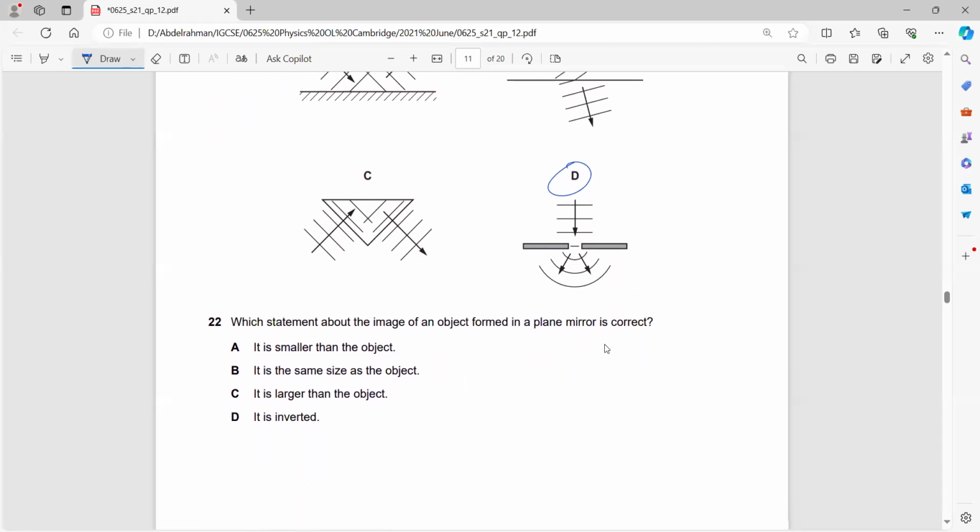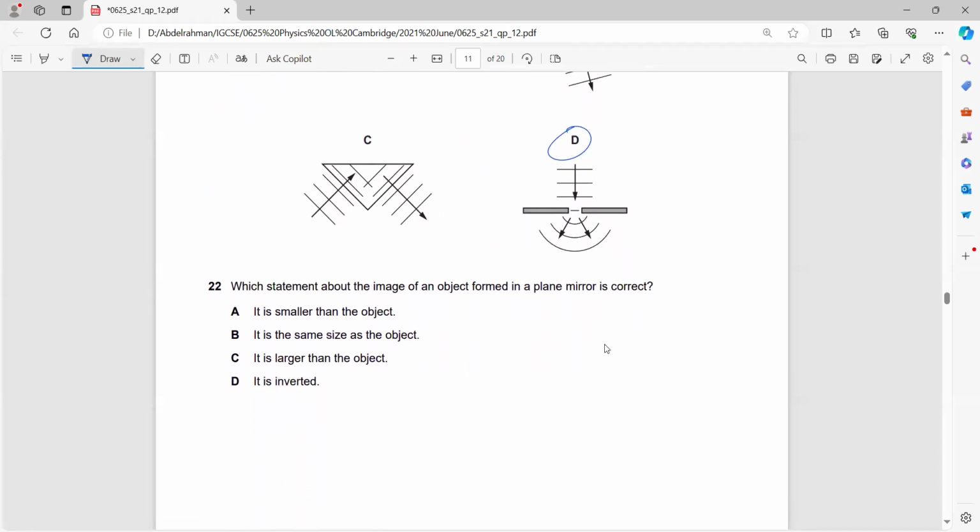Which statement about an image formed by a plane mirror? Plane mirror, an image. Someone said C. No, it's not C. It's definitely not C. It cannot be larger. It has to be the same size.